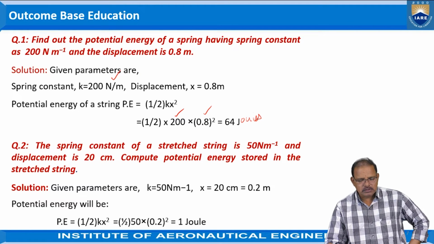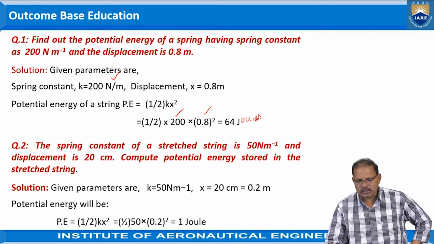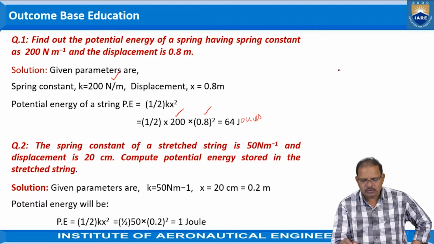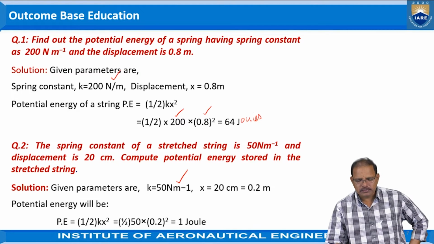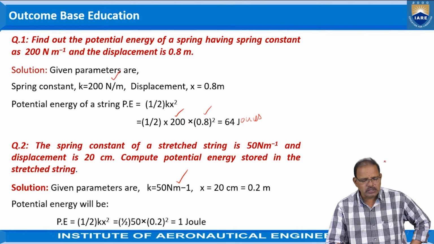In the second problem, the spring constant of a stretched string is 15 Newton per meter. That means here k is equal to 15 Newton per meter, and the displacement is 20 centimeters. Compute the potential energy stored in the stretched string. Here x is given 20 centimeters. We are converting that value into meters, which is equal to 0.2 meters. The potential energy is equal to 1 by 2 k x square. It is equal to 1 by 2 into 50 into 0.2 square, which is equal to 1 joule.